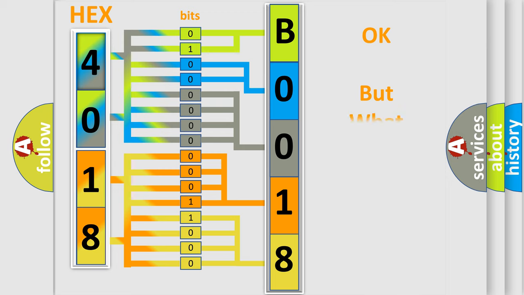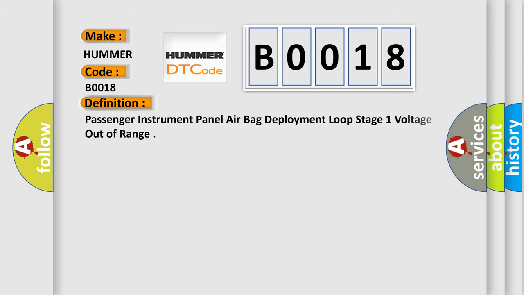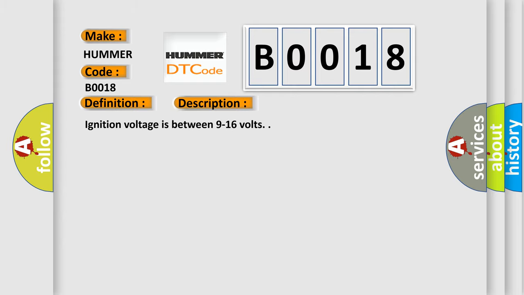The number itself does not make sense to us if we cannot assign information to what it actually expresses. So, what does the diagnostic trouble code B0018 interpret specifically for car manufacturers? The basic definition is: passenger instrument panel airbag deployment loop stage 1 voltage out of range. And now this is a short description of this DTC code. Ignition voltage is between 9 to 16 volts.